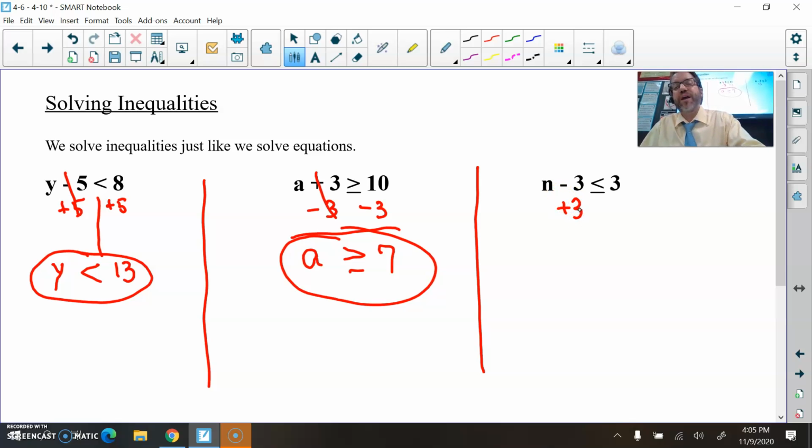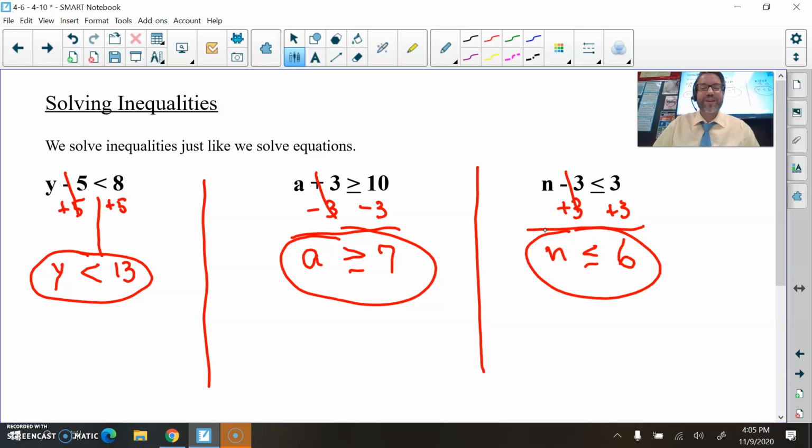Since I'm adding 3 on the left side of this inequality, I must add 3 on the right. And so the minus 3 and the plus 3 cancel out. N is less than or equal to, be careful to use the same symbol, 3 plus 3. That's 6. There, that's how we solve inequalities.